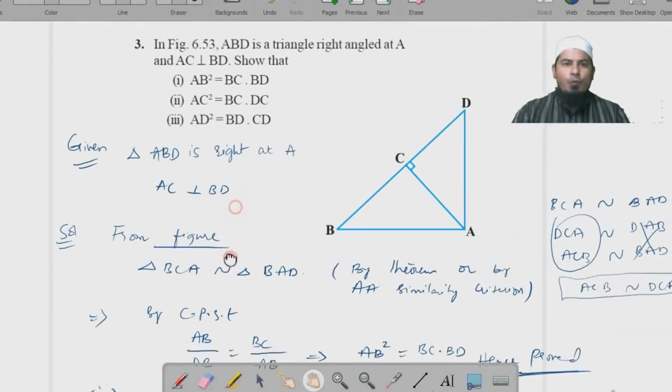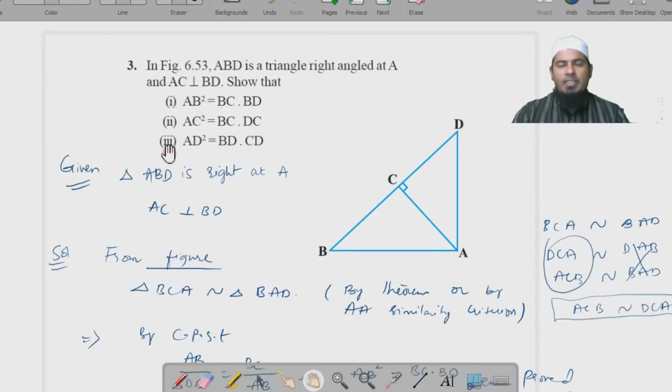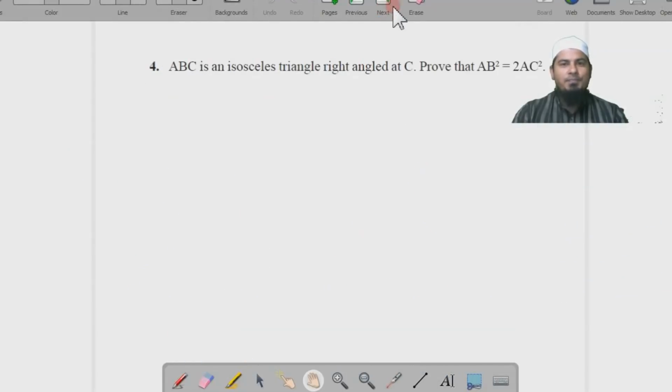If we keenly observe, the third bit is exactly the same as the first. We just need to prove here that this smaller triangle and the bigger triangle are similar. So we just write, by the theorem, triangle DCA and DAB are similar, and you will get this statement by writing corresponding sides in the same ratio. I hope you got this answer. Let us go to the next question.